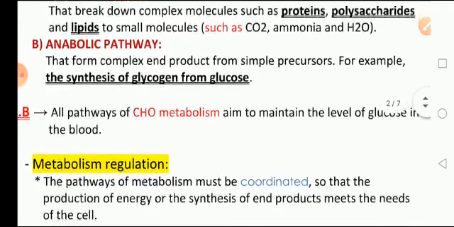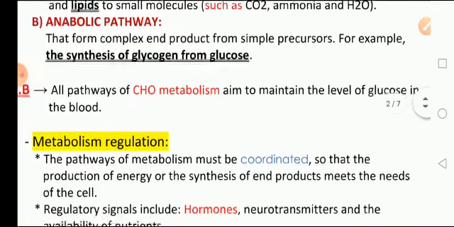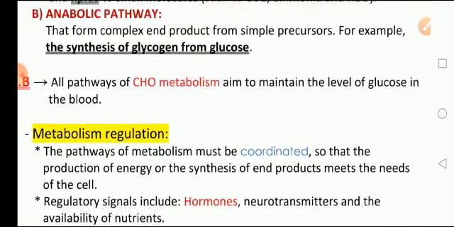Anabolic pathway, we are going to move in the opposite direction. We form complex products from simple molecules or precursors. For example, the synthesis of glycogen from the glucose.